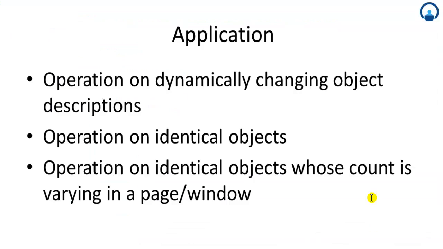So you have pretty much understood the first two applications of descriptive programming. The third application is operating on identical objects whose count is varying. This can be performed using child objects. So from the name itself, let's see how we define a child object.